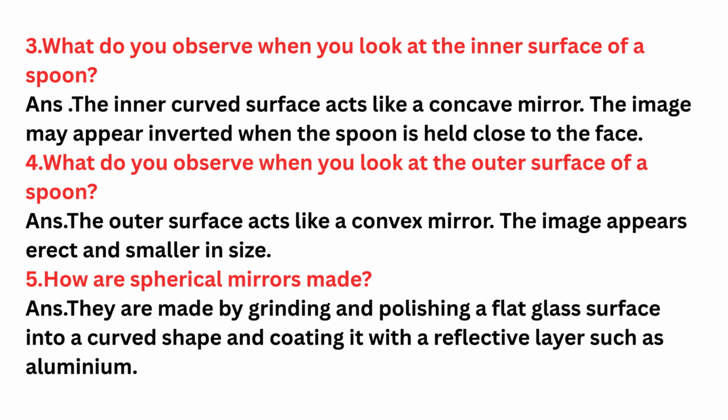Question number 4. What do you observe when you look at the outer surface of a spoon? Answer. The outer surface acts like a convex mirror. The image appears erect and smaller in size.